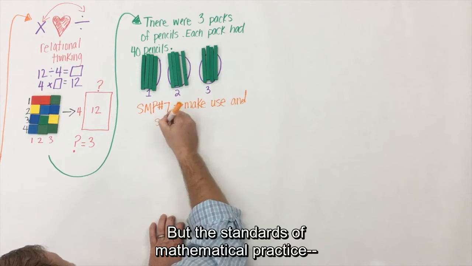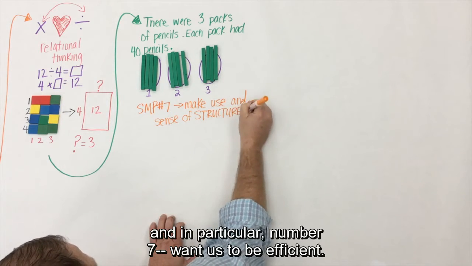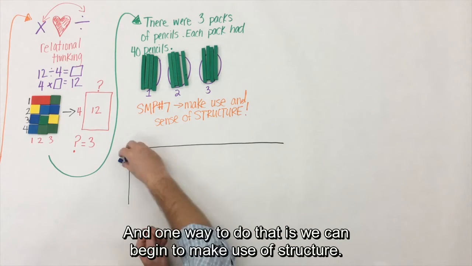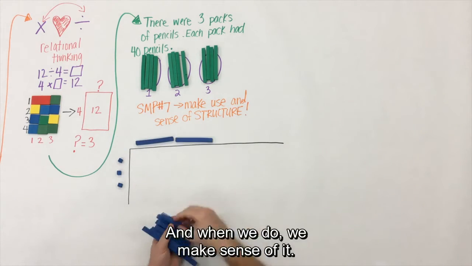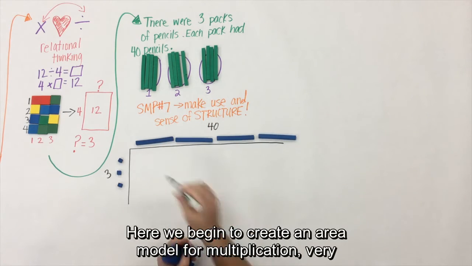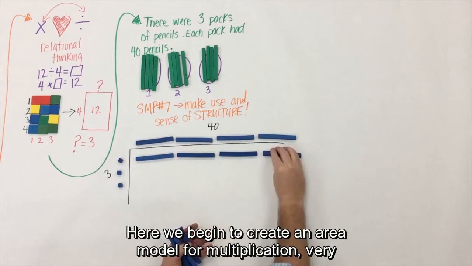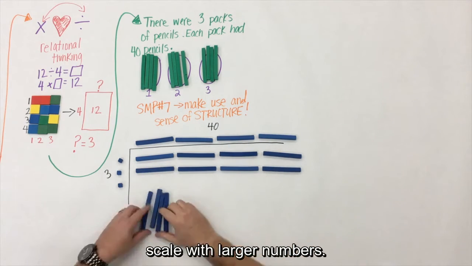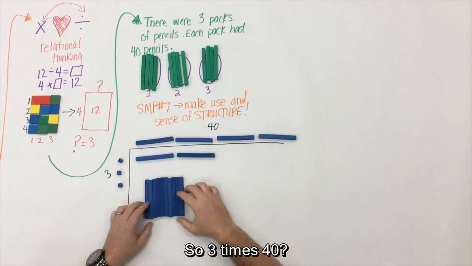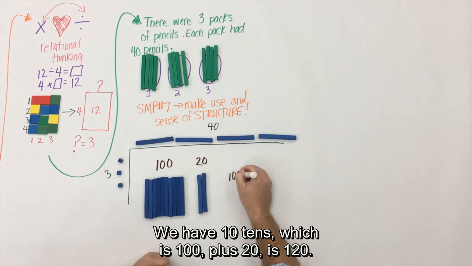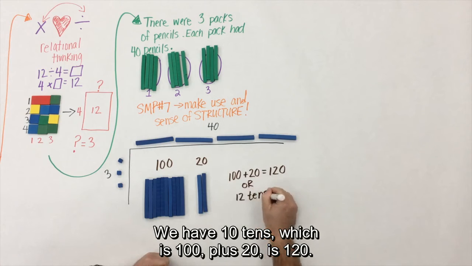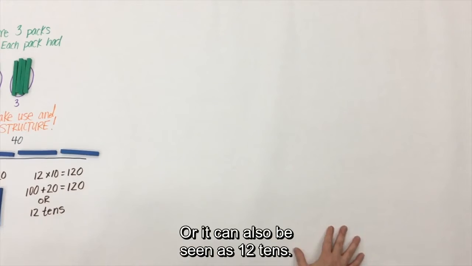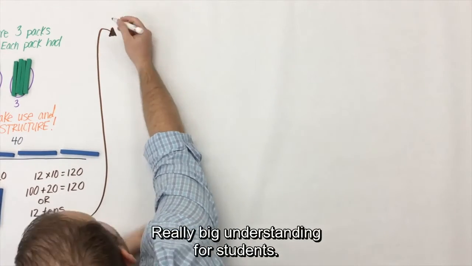That's great. But the standards of mathematical practice, and in particular number 7, want us to be efficient. And one way to do that is we can begin to make use of structure. And when we do, we make sense of it. Here we begin to create an area model for multiplication, very much like an array, just on a bigger scale with larger numbers. So 3 times 40, we take it, build it out of 10 rods. We have 10 tens, which is 100, plus 20 is 120. Or it could also be seen as 12 tens. Really big understanding for students.